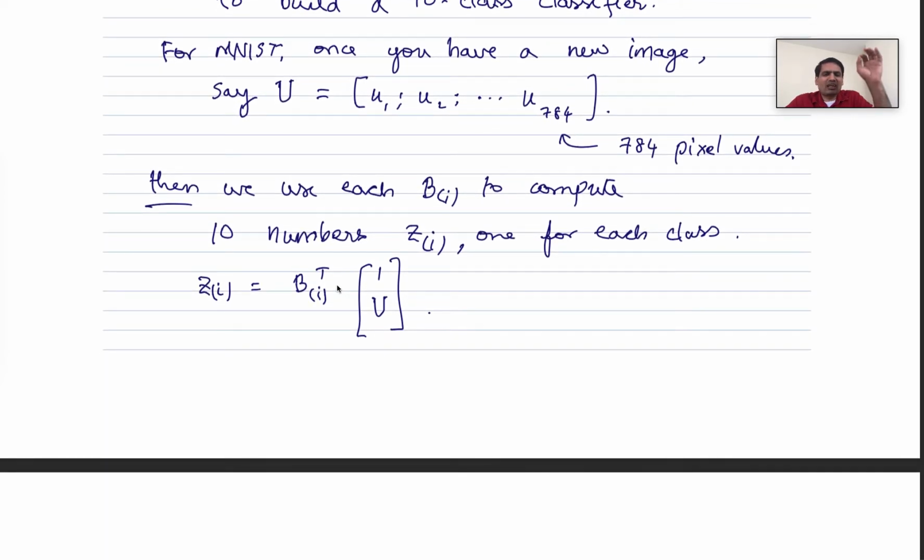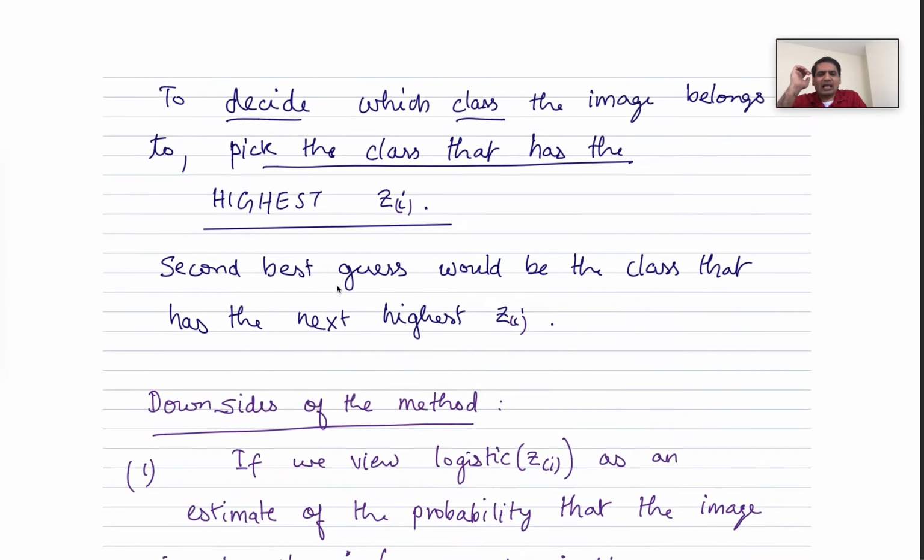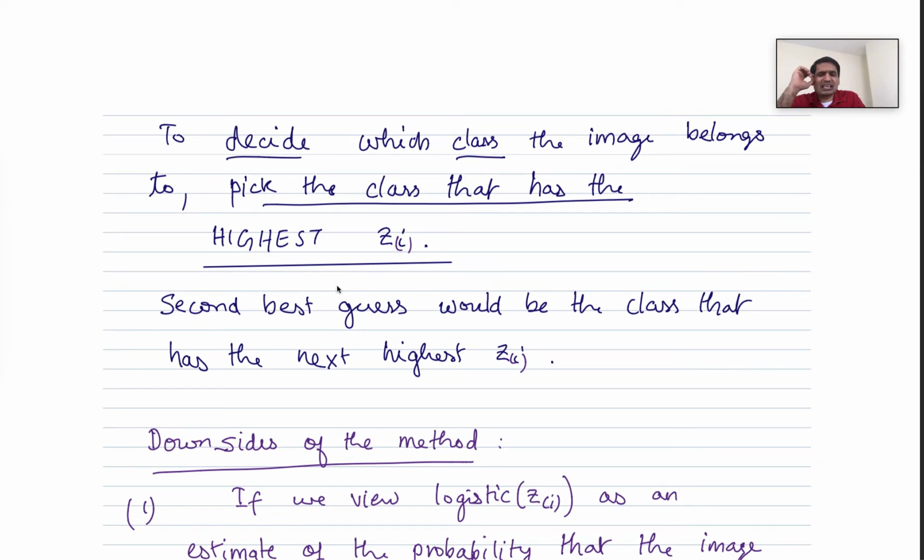Okay, so now you have, for a given image, 10 different z values. Previously, we used to just have one z value, and we classified the image into a 0 or a 1, basically, whether it belonged to the 0 class or the 1 class, based on whether z was greater than 0 or less than 0. But now we have 10 different z values, and again, one for each class. So which class does it belong to?